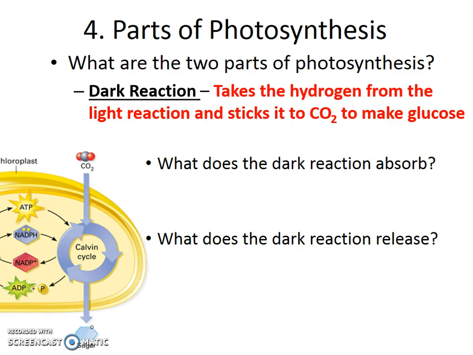So, unlike the light reaction, where water was absorbed, the dark reaction is sucking in carbon dioxide from the air. And then it's using the hydrogen from the light reaction, sticking it to the carbon and oxygen, and producing a molecule that has carbon, hydrogen, and oxygen. In this case, glucose, plant food, sugar.